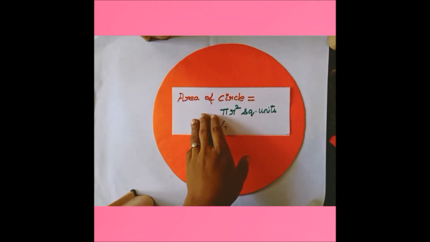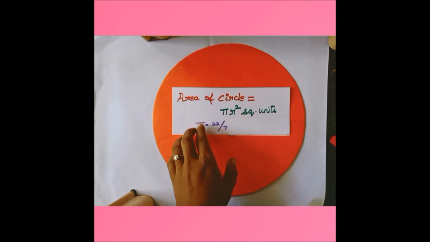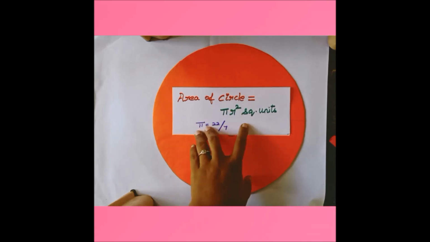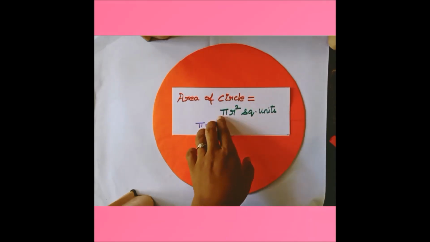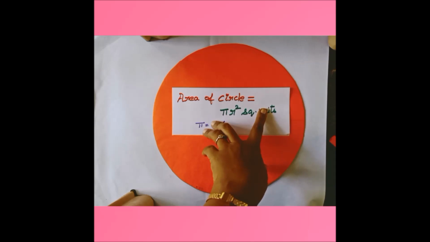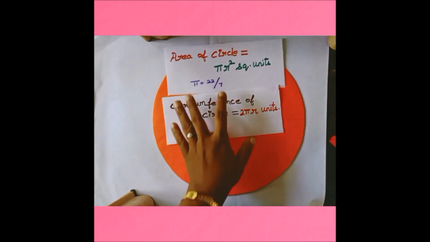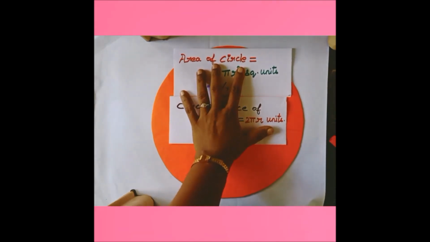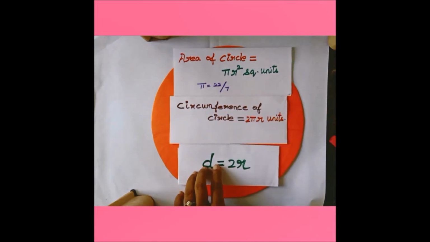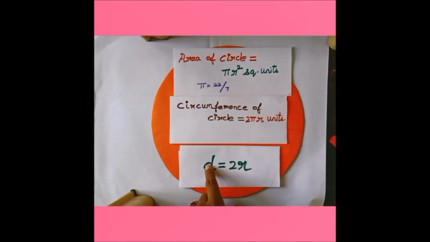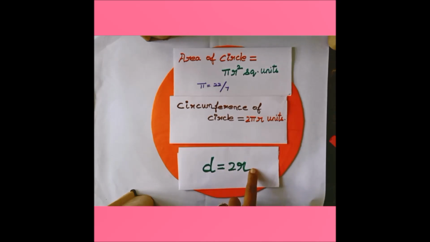While calculating, we substitute the value of pi as 22 by 7. We may use its decimal value 3.14 also. So what is the area of a circle? Pi r square, square units. What is the circumference of a circle? 2 pi r units. What is the relation between diameter and radius? D equals 2r. You get the diameter by multiplying the radius by 2. Similarly, if you divide the diameter by 2, you get the radius.